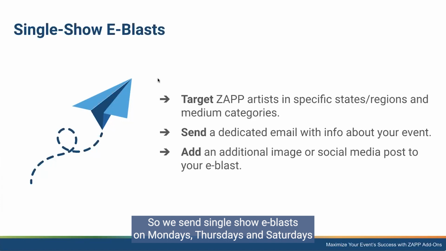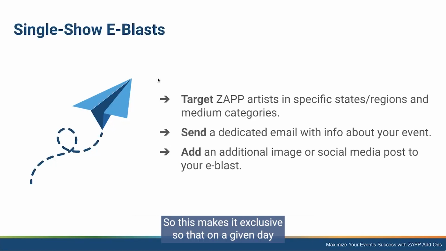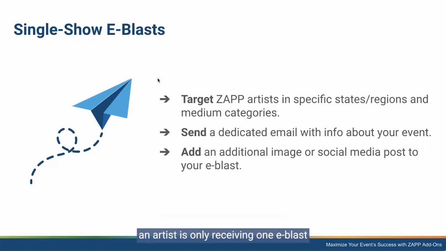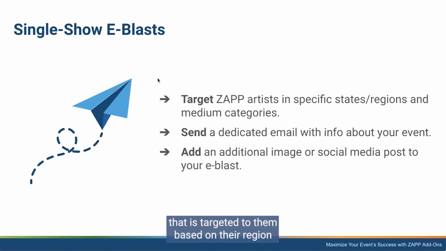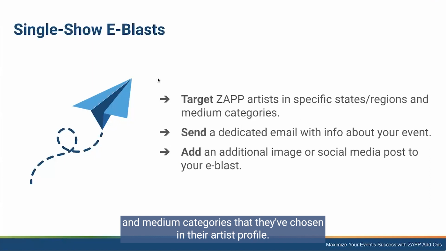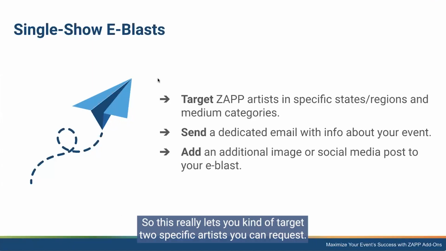So we send single show eBlasts on Mondays, Thursdays, and Saturdays, and we only send one eBlast to a specific region per one of those days. So this makes it exclusive so that on a given day, an artist is only receiving one eBlast, and that eBlast is targeted to them based on their region and medium categories that they've chosen in their artist profile. So this really lets you target specific artists.